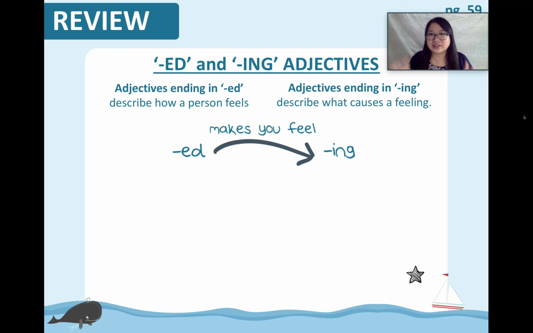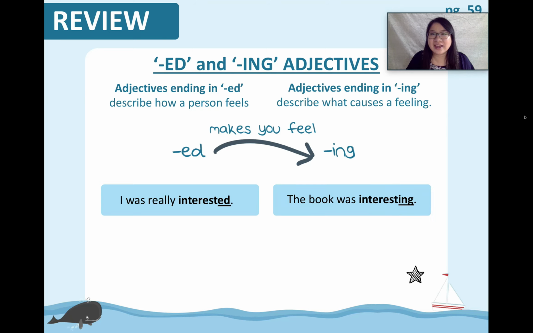So let's just quickly review some examples of ed and ing adjectives. I was really interested. Imagine you went to see a movie in a cinema, and when you looked around, everyone was very interested in the movie. They wanted to know what happens next. If we say the book was interesting, then the book is creating a feeling of interest, right? A book cannot feel an emotion, but it can make us feel an emotion.